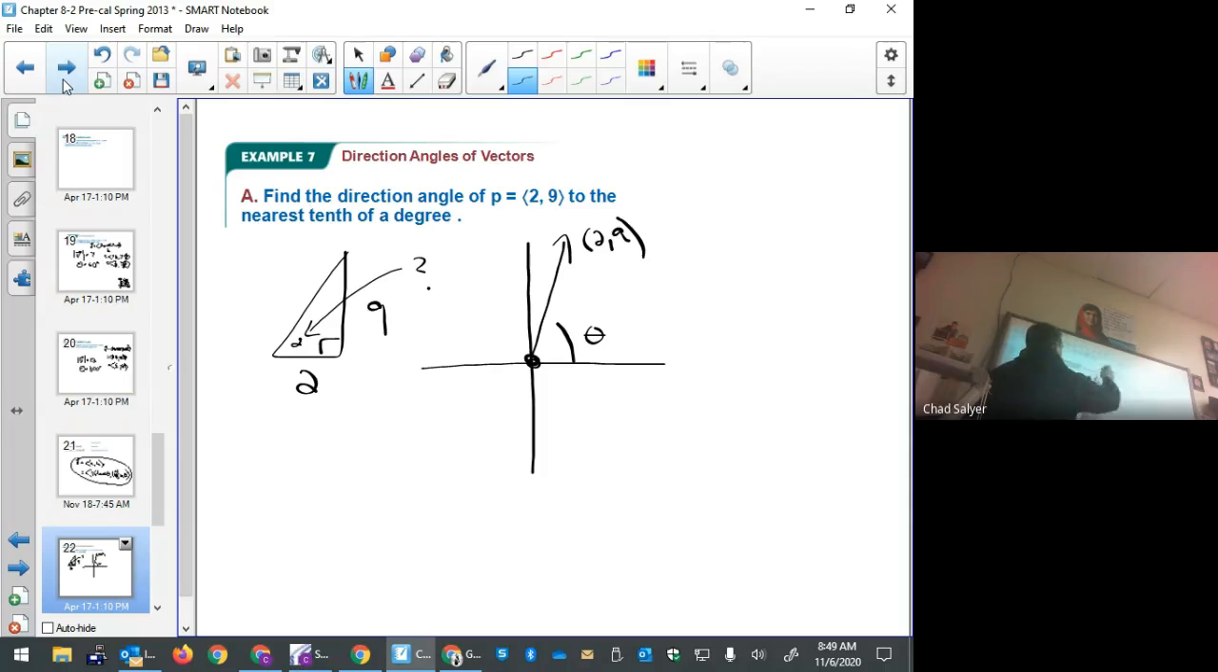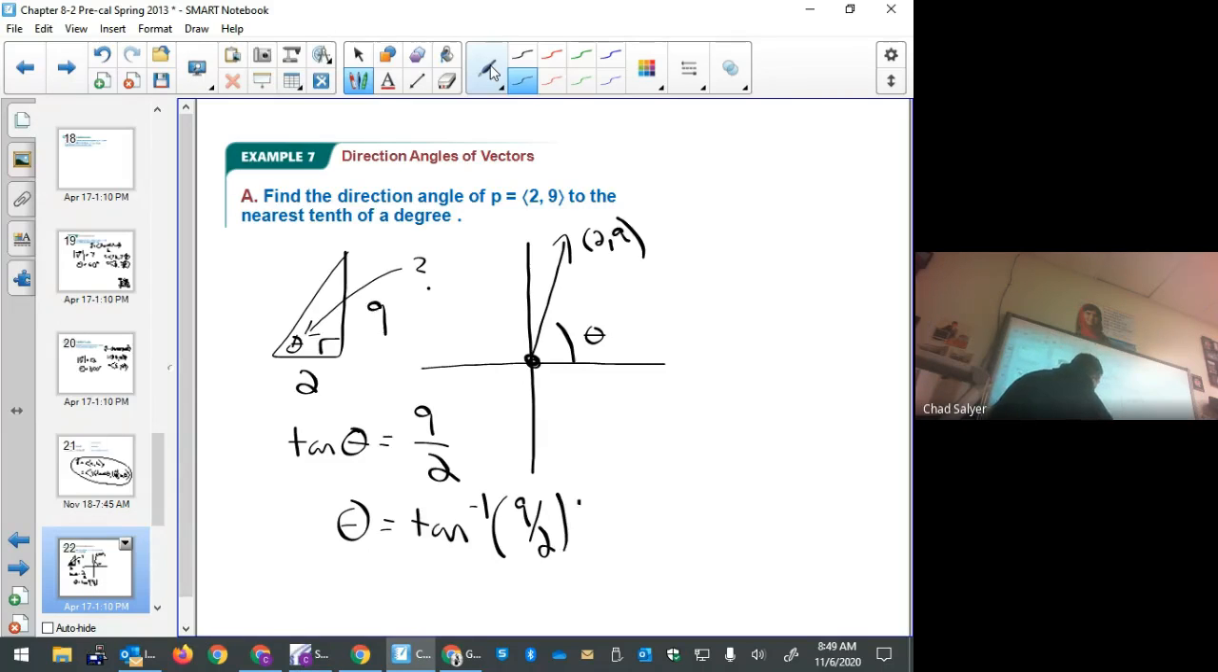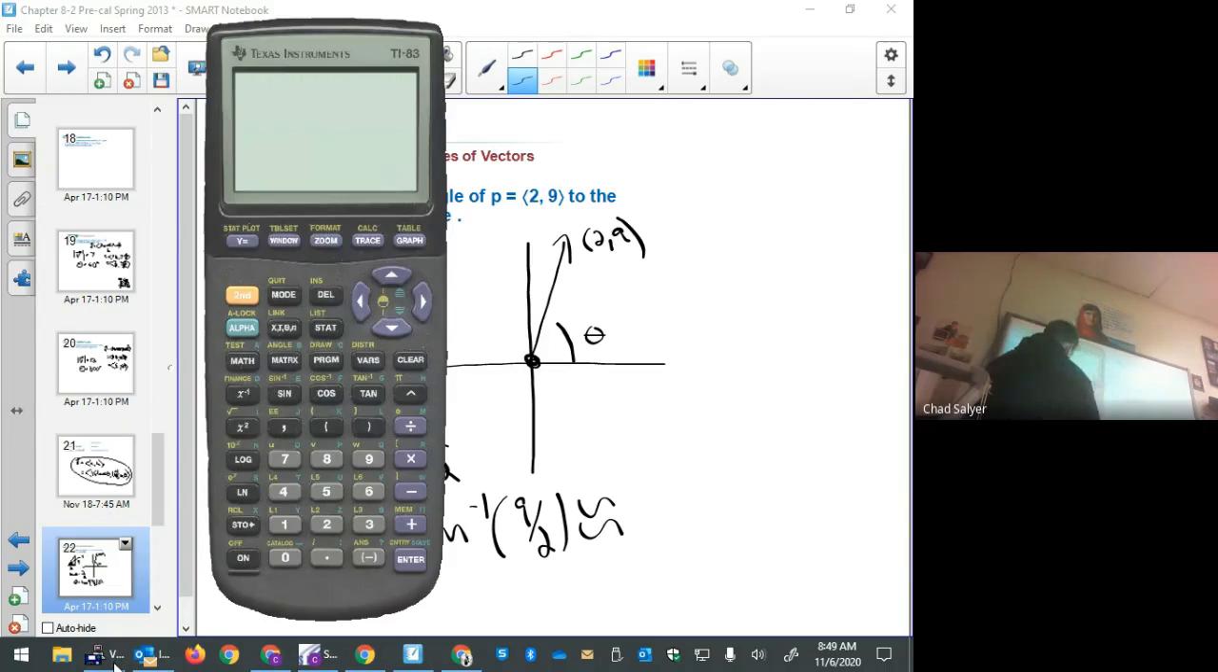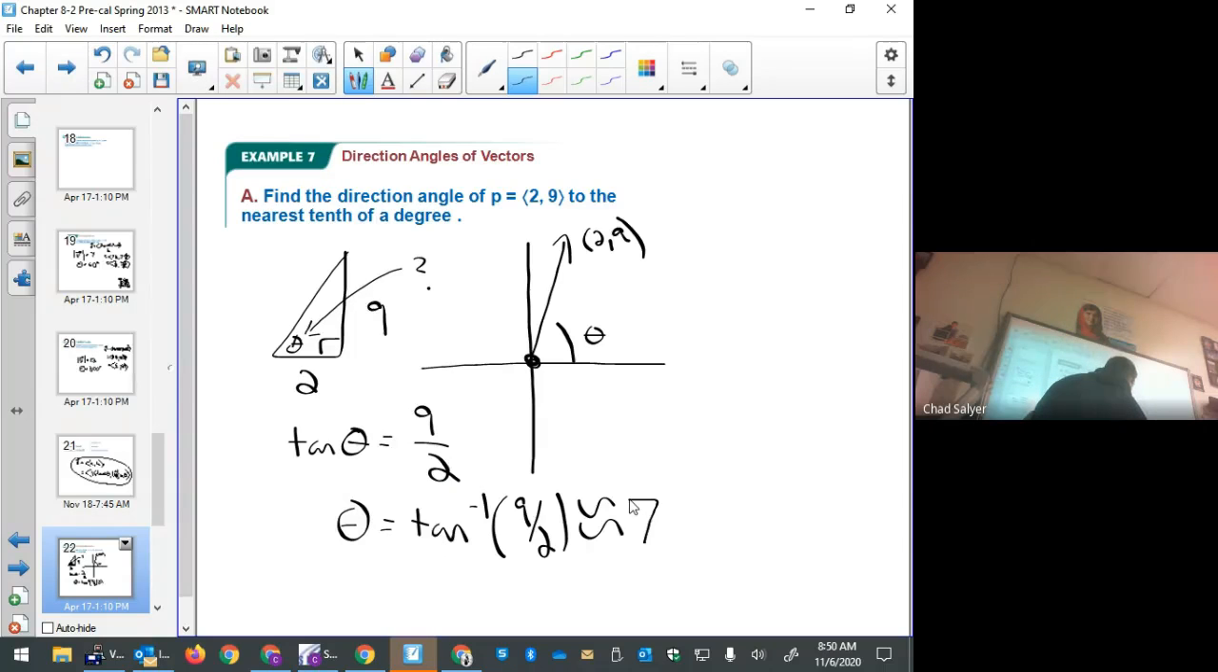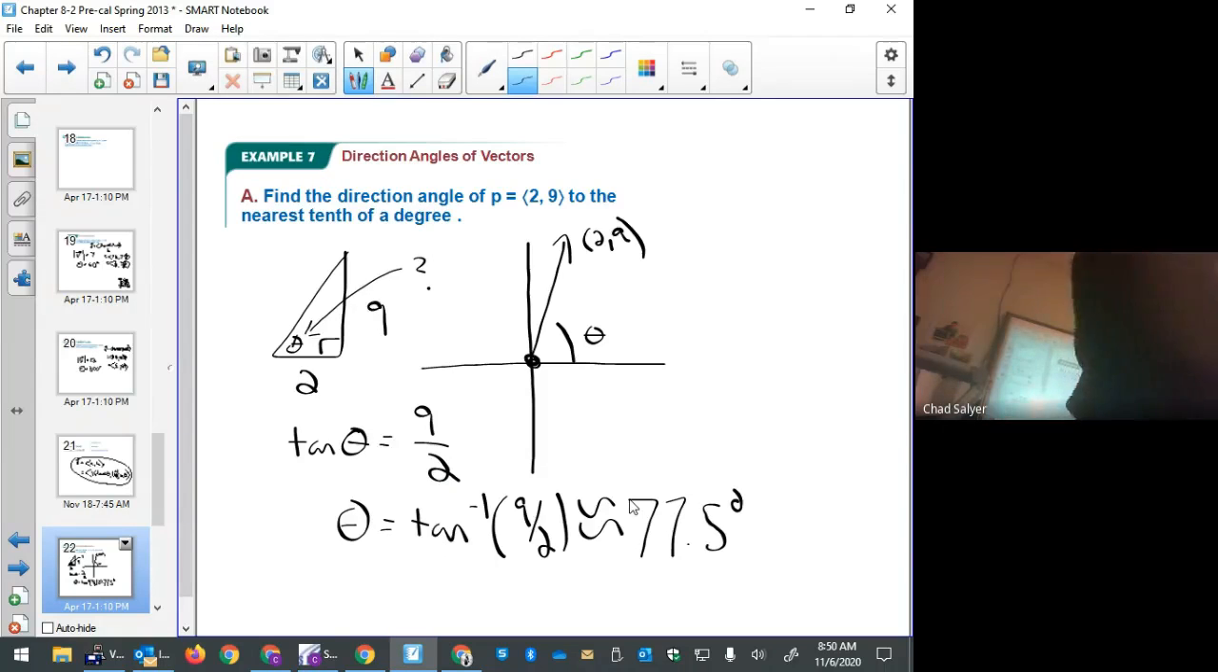Do you see how inverse tangent is going to make that able to be found? So we'll use theta. So tangent of theta is opposite over adjacent. And so theta is the tangent inverse. Make sure you're in degree mode, which I am. 77.5 to the nearest tenth.